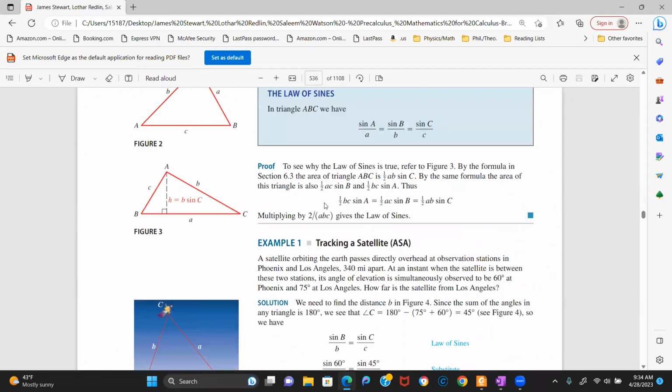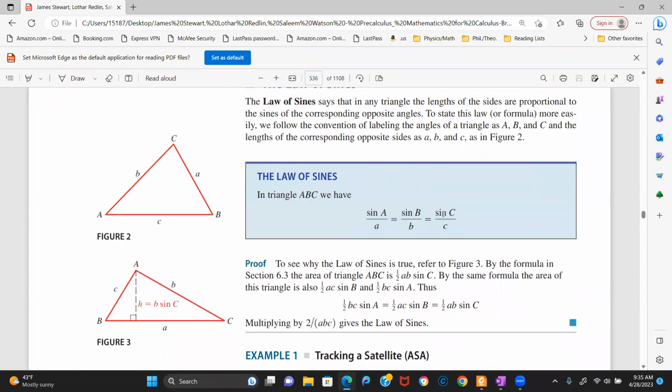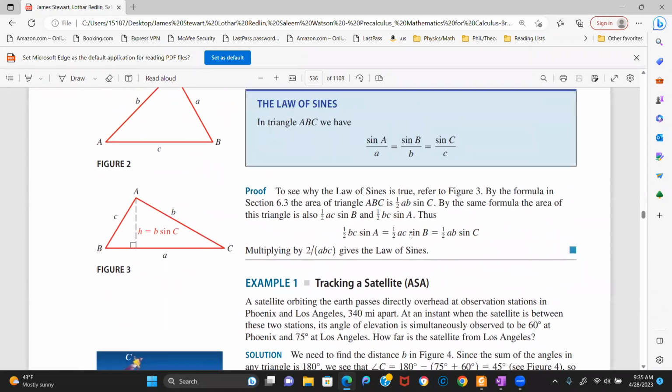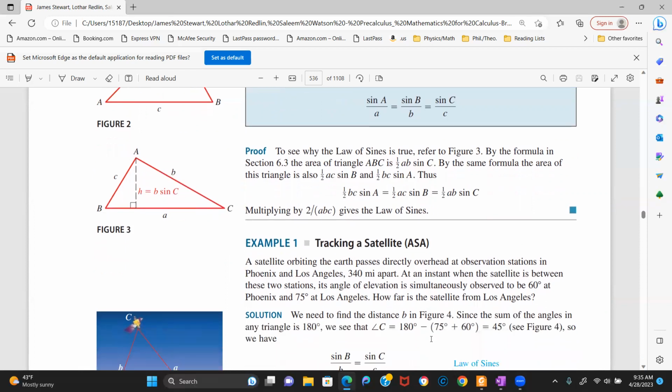So this is what we just proved, and let's read through this example and work through it. This is the formula we just proved. We have a satellite orbiting the Earth, and it passes directly overhead at observation stations in Phoenix and LA, some distance apart. At an instant when the satellite is above these two stations, its angle of elevation is simultaneously observed to be 60 degrees at Phoenix and 75 at Los Angeles. So how far is the satellite from the Los Angeles station?